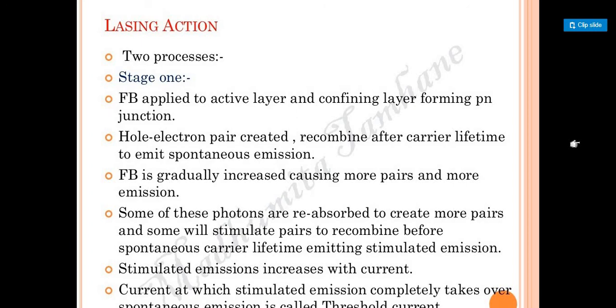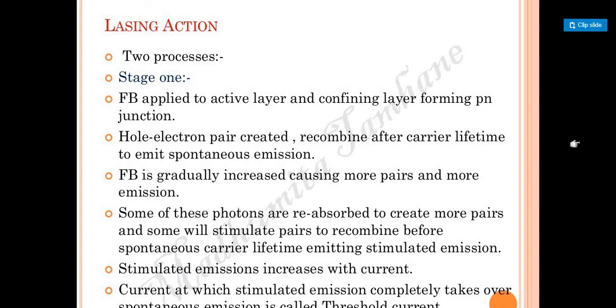Next, some of the photons we have are going to be reabsorbed. That means we always try to give photons to the laser to get reabsorption, to create more pairs, and some will stimulate pairs to recombine before the spontaneous carrier lifetime, emitting stimulated emissions. The stimulated emissions increase with increase in the current. The current at which stimulated emission completely takes over from the spontaneous emission is called the threshold current.